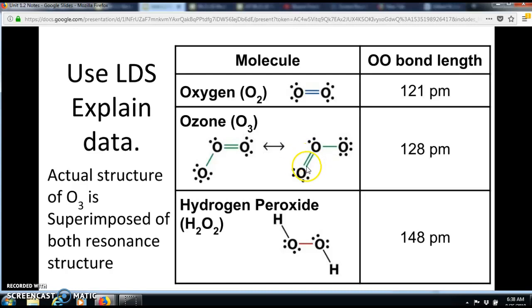So this is not a double bond. This is not a single bond. It's like a 1.5, an average of the two. And so the bond length is going to be between the length of a double and single bond.